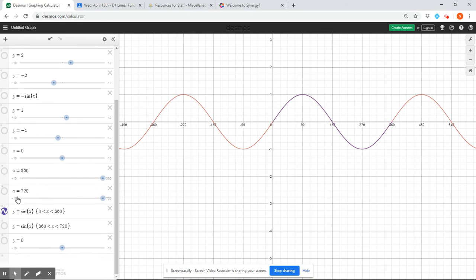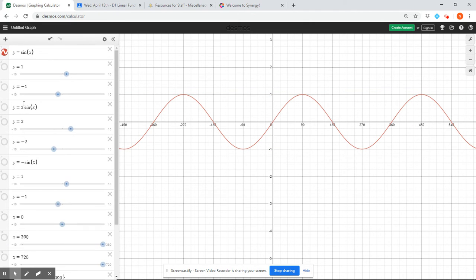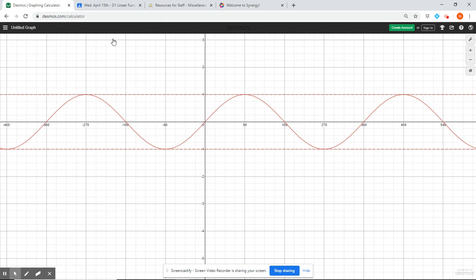And I'm going to show you that these two lines right here, let me put them in the same color. Okay. Those two lines represent the boundaries between the max and the min. So my maximum here is 1 and my minimum is down here at -1. And it will continue to just bounce between 1 and -1. So your maximum height is 1, minimum height is -1.